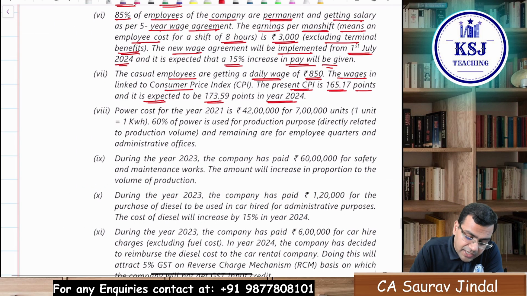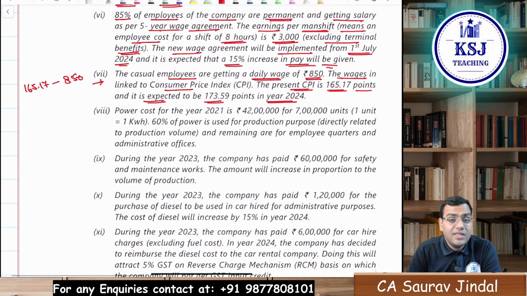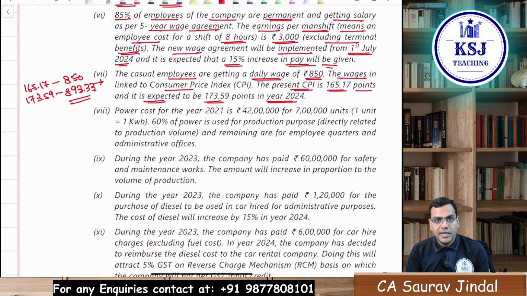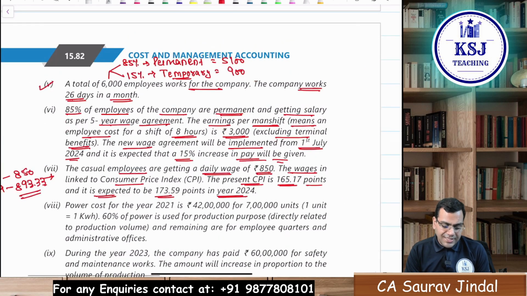How can we calculate now? If the CPI is 165.17, the daily wage is 850. In the next year, we expect the CPI to be 173.59. So 850 divided by 165.17 multiplied by 173.59 comes out to 893.33. So this will be the daily wage rate. Clear?